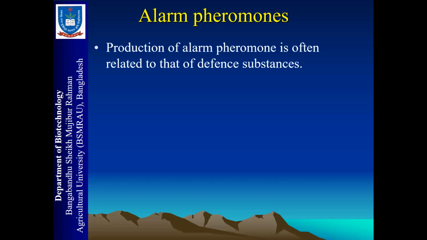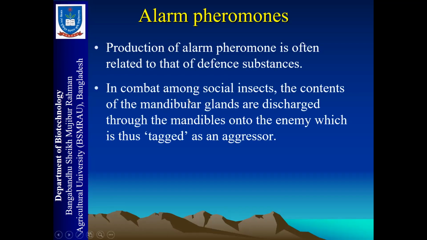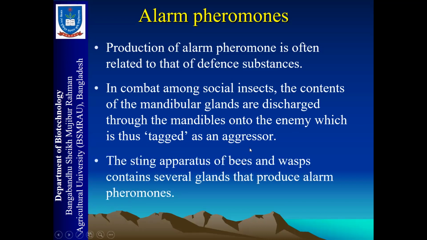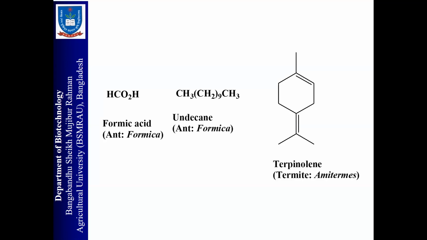And alarm pheromones: production of alarm pheromones is often related to that of defense substances. In combat among social insects, the contents of mandibular glands are discharged through the mandibles onto the enemy, which is thus tagged as an aggressor. The sting apparatus of bees and wasps contains several glands that produce alarm pheromones. A very simple example is formic acid. When an ant bites you, you can feel pain due to the presence of formic acid.